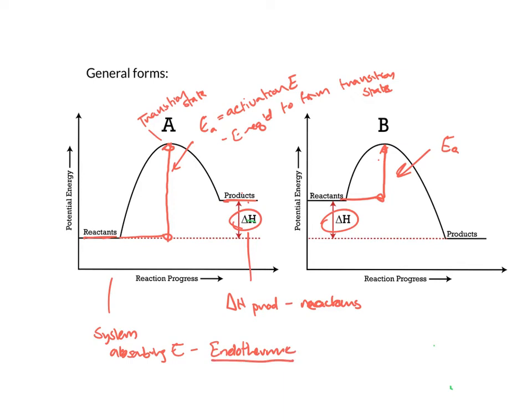Endo, energy coming in, entering, right? So it's absorbing energy, absorbing heat from the surroundings, which means that the surroundings or the beaker is going to get colder, right? Whereas here, if we look at B, the products have less energy than the reactants, which means that the system lost energy, which means this reaction was exothermic, in that the system is releasing energy to the surroundings, which means that the beaker is getting warmer.